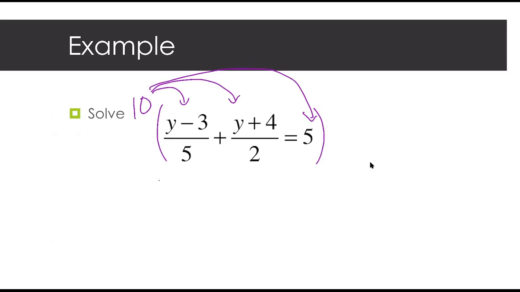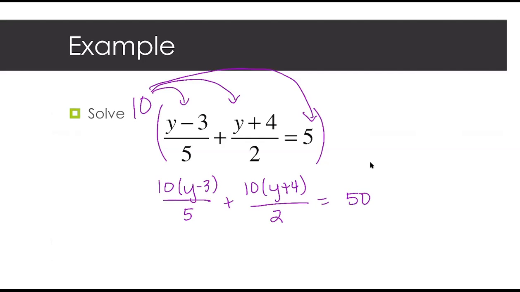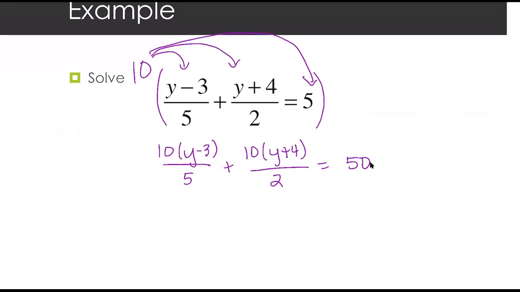So when I do that, I'm going to rewrite it, and you may not need to rewrite it. You can skip this step if you want to, but some people need to see it. So I'm taking 10 times y plus 4 all over 2, and then 50. So you're multiplying 10 times each one. Notice you're multiplying the numerator by the 10. And notice that I didn't divide it out. Because here, when I look at this, this is really 10 divided by 5, which would give me 2. And then I have y minus 3.